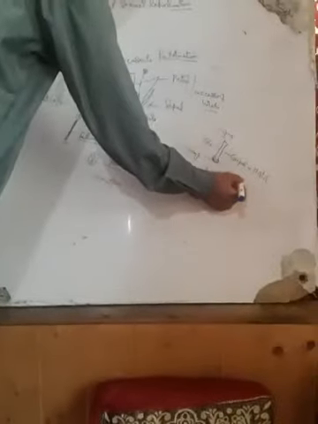This ovary contains ovules. The ovule is the female gamete, while the pollen grains are the male gametes.